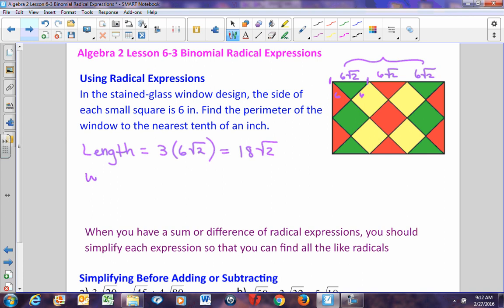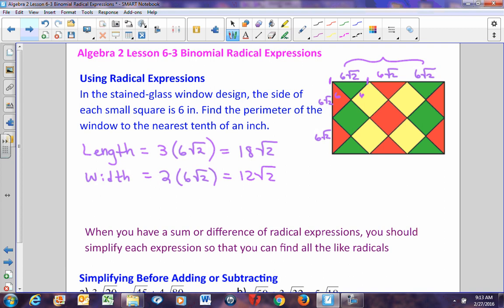The width of my window is only 2 units of 6 square roots of 2. Okay, so I have 2 times 6 square roots of 2, which makes that 12 square roots of 2.